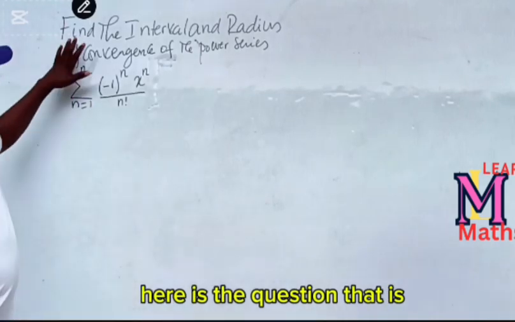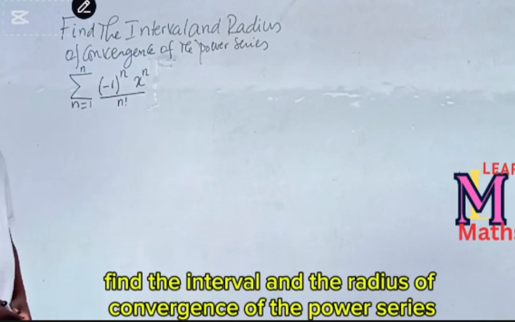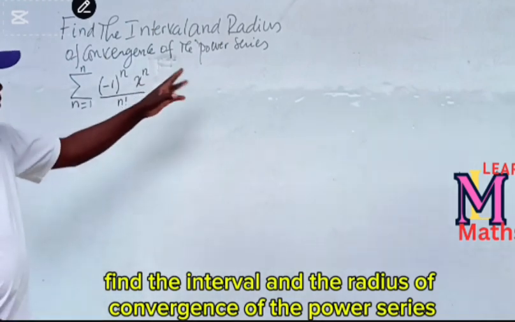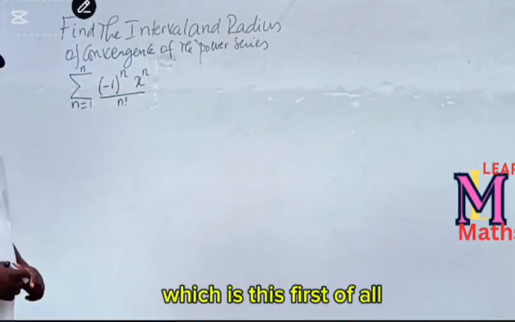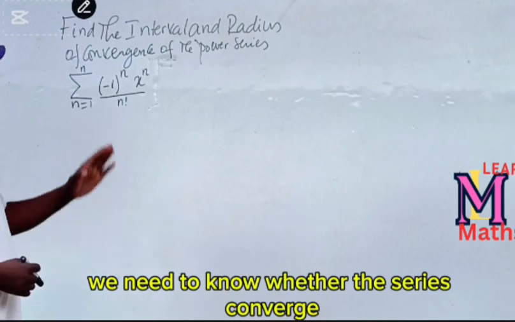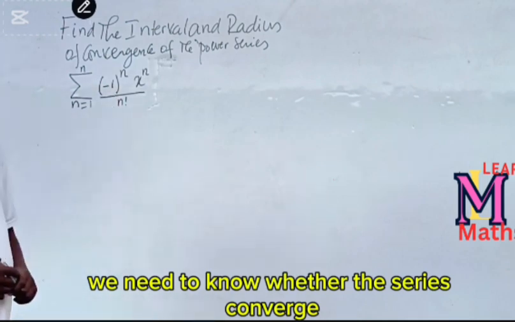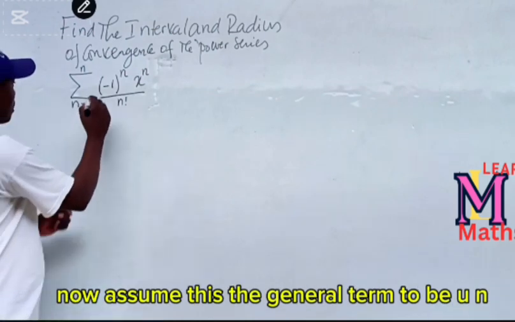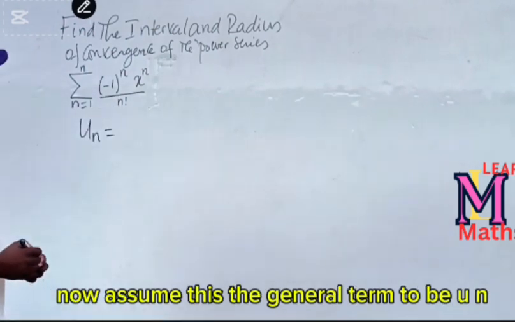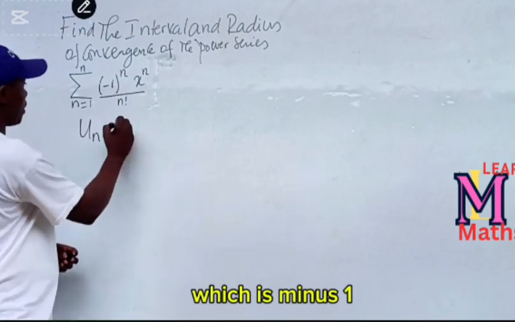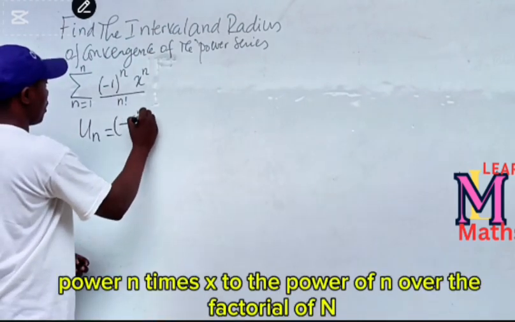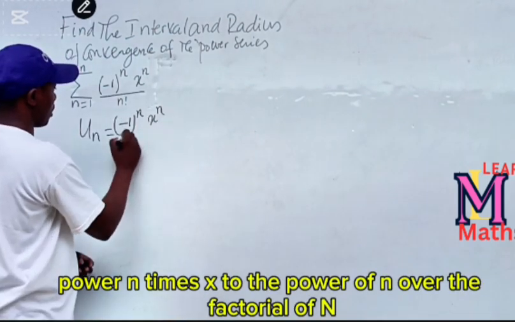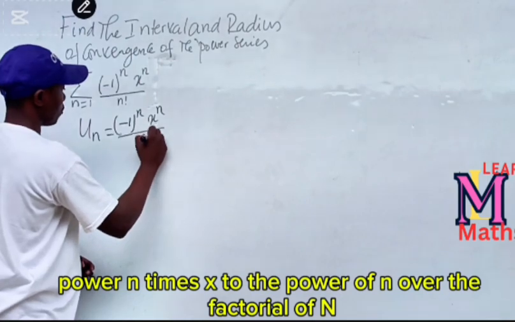Here is the question: find the interval and the radius of convergence of the power series, which is this. First of all, we need to know whether the series converges, and if it converges, in which interval. Now, assume the general term to be u_n, which is (-1)^n times x^n over n factorial.